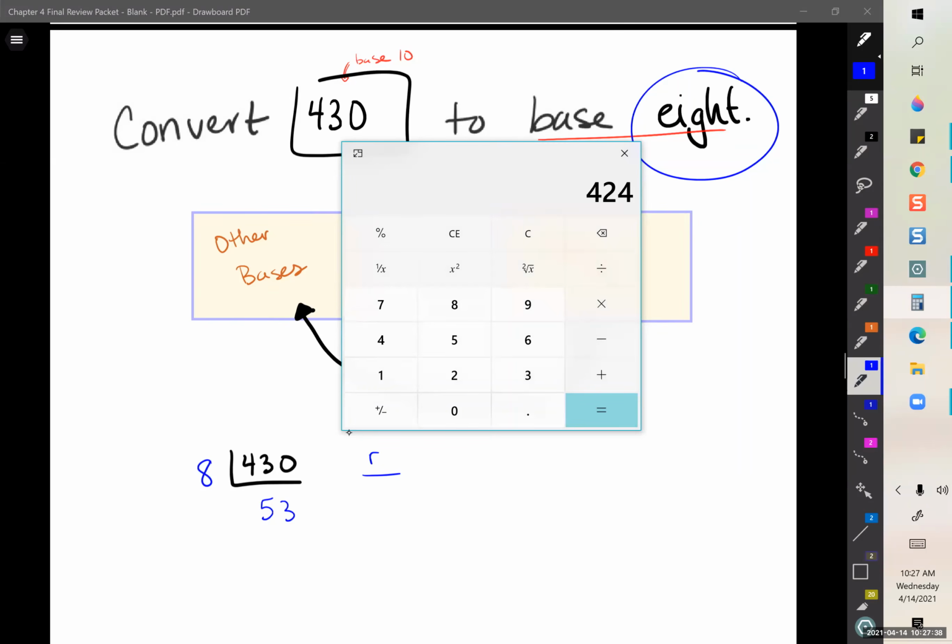which y'all agree is 424. Now we wanted to get to 430. So how far away are we? 6. Good job, 6. So the remainder is 6. And then you just keep repeating the process.